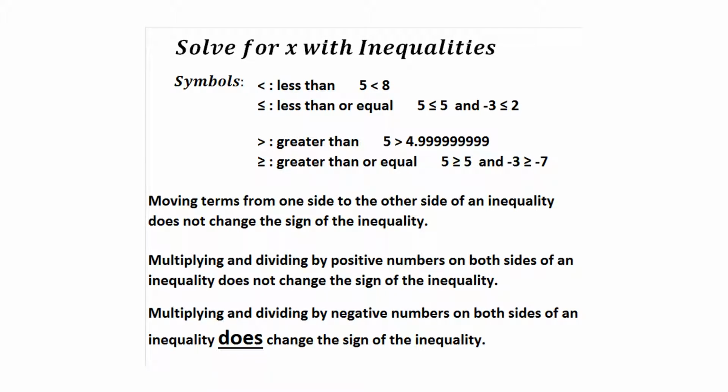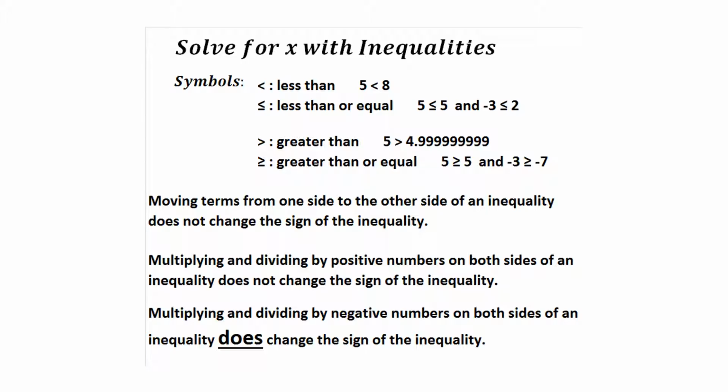We will now look at inequalities involving x. Now, symbols. The first symbol, less than. That means that 5 is less than 8. Less than or equal. 5 is less than or equal to 5 because 5 equals 5. And negative 3 is less than or equal to 2 because negative 3 is less than 2. Greater than. 5 is greater than 4.9999 and so forth. Greater than or equal. 5 is greater than or equal to 5 because 5 equals 5. And negative 3 is greater than or equal to negative 7 because negative 3 is greater than negative 7.